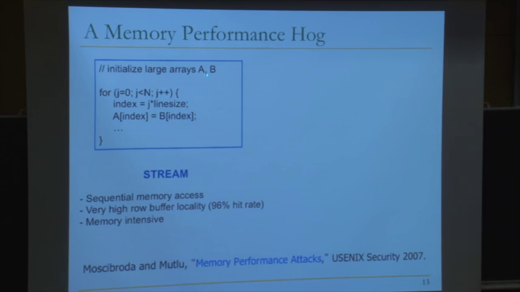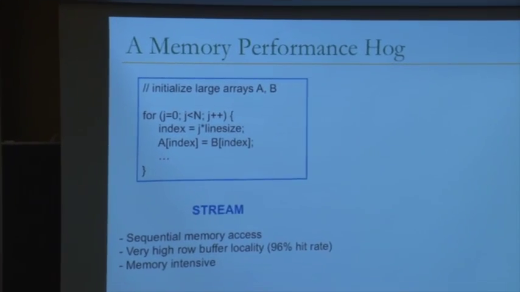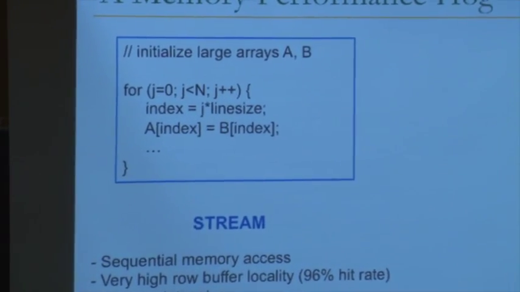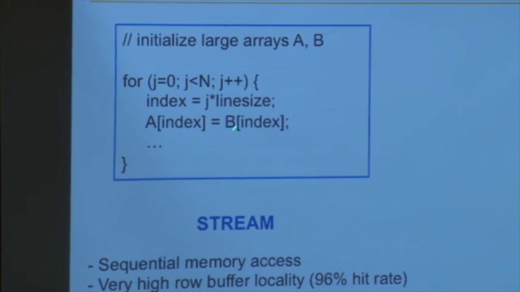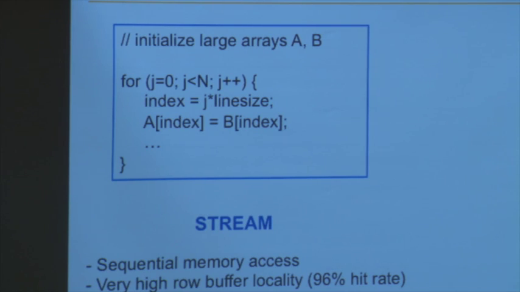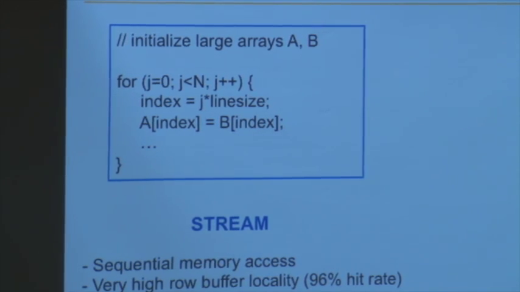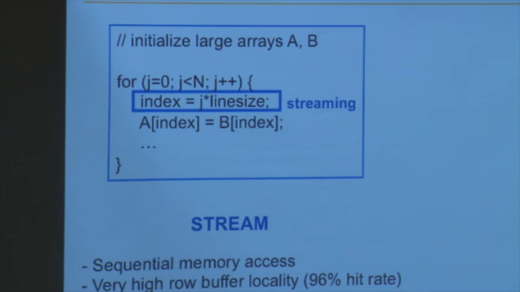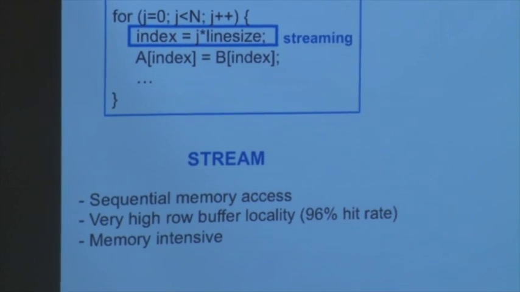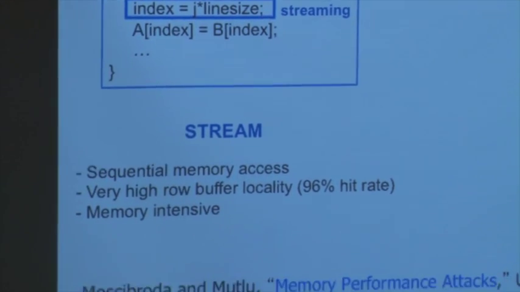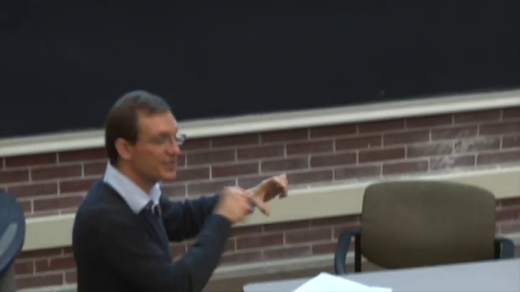Basically, you initialize two large arrays, A and B. And what we do in this program is copy array B into array A, element by element. And we ensure that each access is a cache miss. How do you do that? Basically, elements are huge, that's one way of doing it. Or the distance between elements is huge. That's what this index ensures. You're basically streaming through memory, so you get very sequential memory access, which leads to very high row buffer locality, because we're assuming that a row consists of consecutive memory addresses.